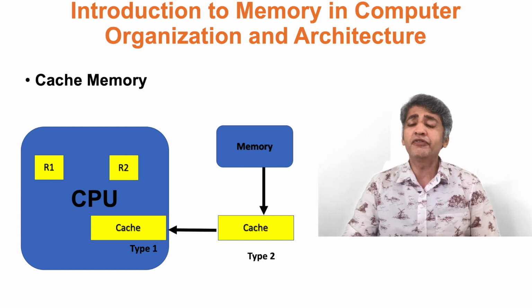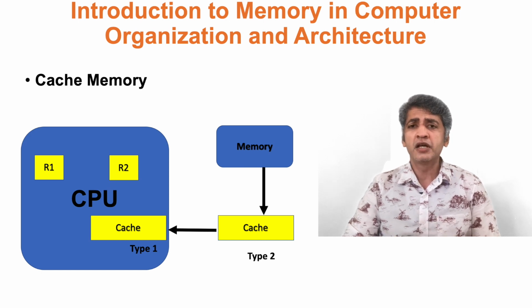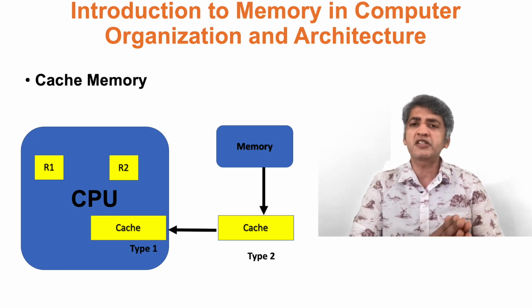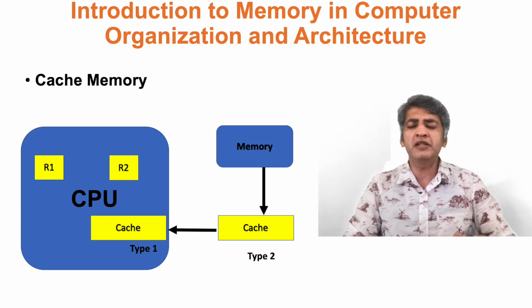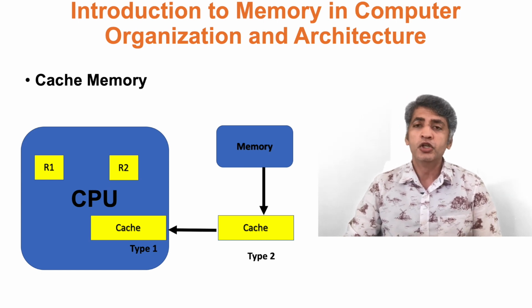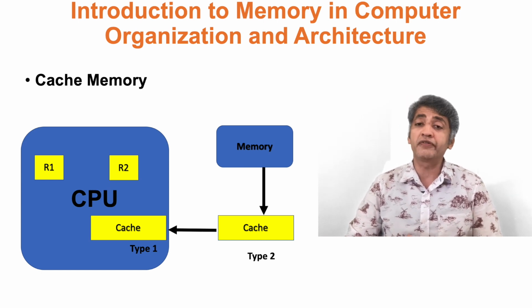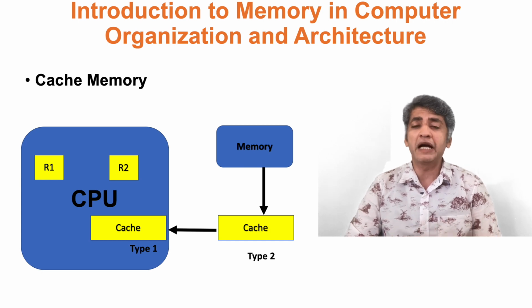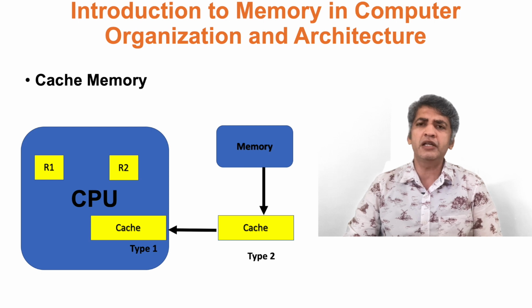So if you add cache memory to your system, it will be placed between the processor and the main memory. Most recently used or frequently used data will be available in the cache memory. In later videos we will discuss this cache memory in detail. Here we can understand that cache memory is a type of memory available inside the computer system.